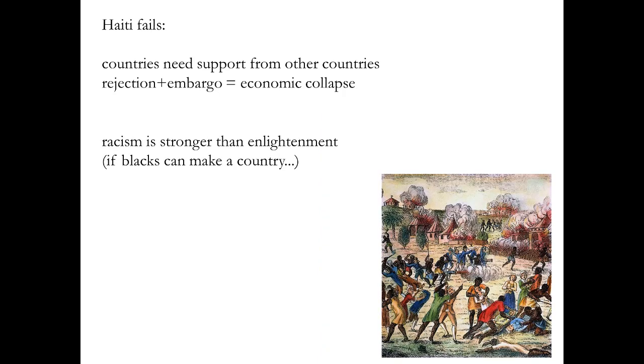What does this tell us? It tells us that racism was stronger than the Enlightenment. That the Enlightenment was about freedom and equality, but not for black people. That racism in America and in Europe was stronger than the ideas of the Enlightenment. And for all the talk about brotherhood and liberty and fraternity, it didn't apply.